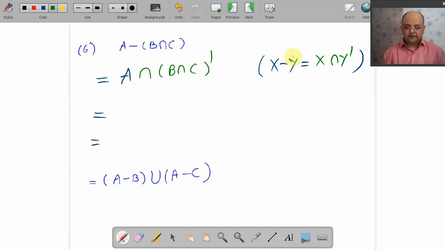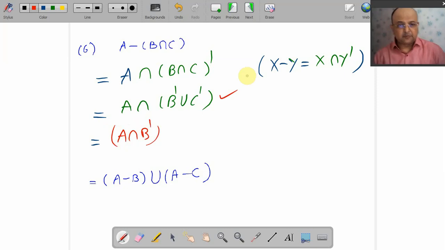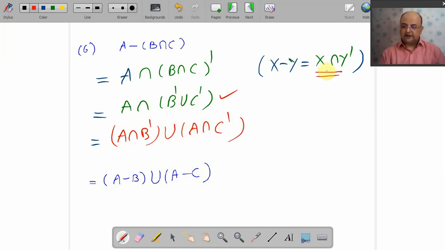So this will be A intersection B dash union C dash. So what is that? A intersection B dash by distributive law. This came from De Morgan's law. And A intersection B dash union C dash by distributive law, A intersection B dash union A intersection C dash. Again I apply this law. What is x intersection y dash? X minus y. So what is A intersection B dash? A minus B. What is A intersection C dash? A minus C. Easy? Yes.